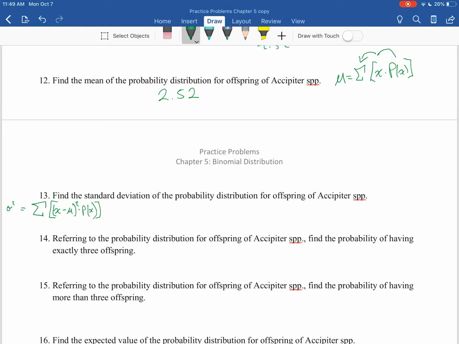The book has a different example, but one of the better ways to do it, just to help avoid confusion, is to use your graphing calculator, where you make your list 1 all of the x values, and then make your list 2 all the probability values that are associated with x.